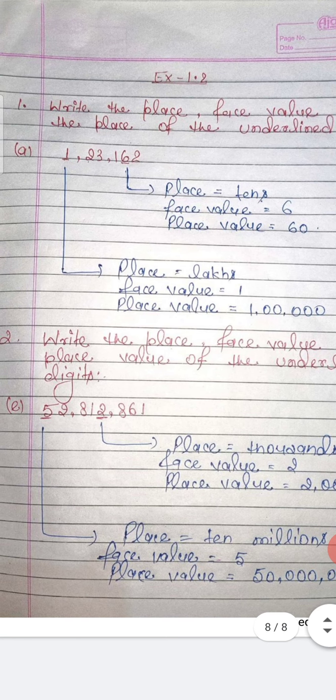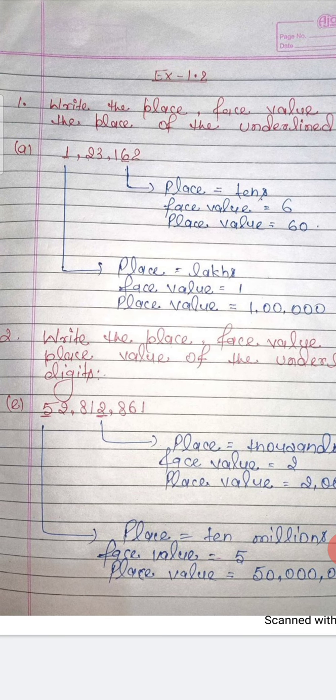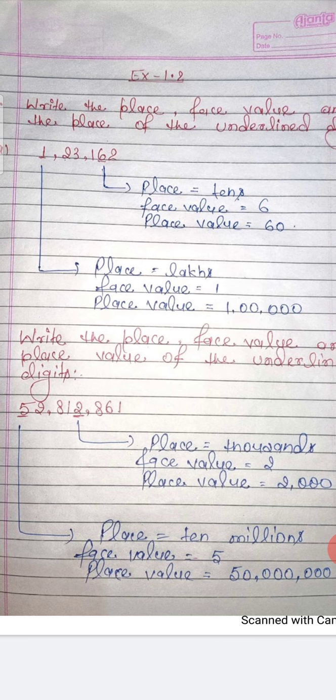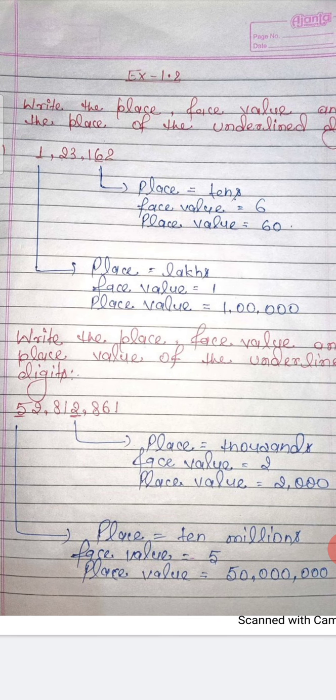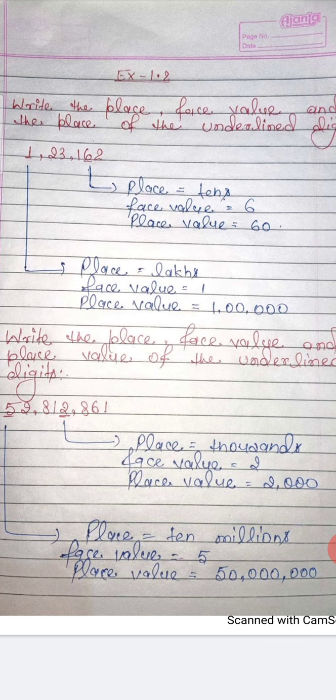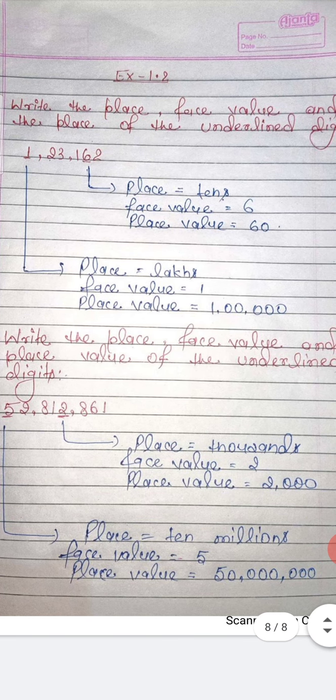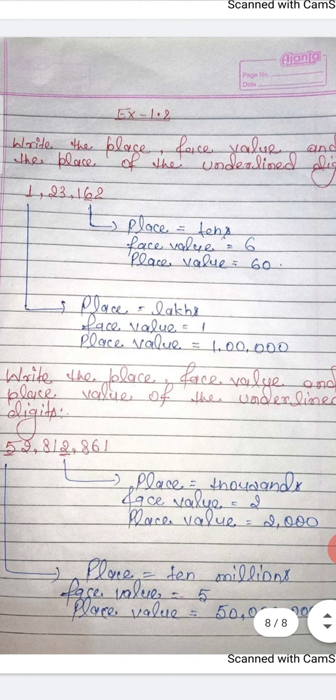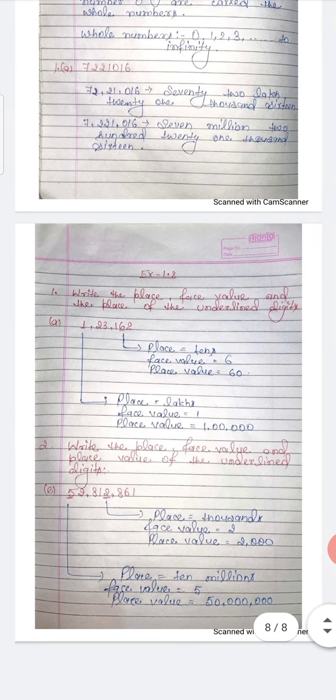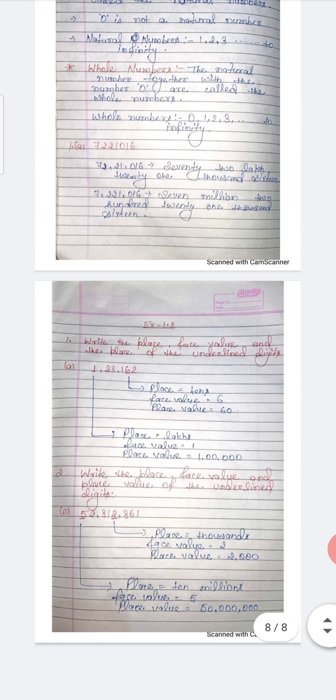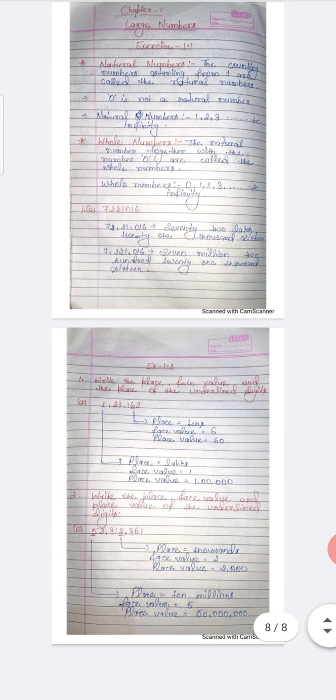Then see what is the place, face value and place value of 5. Then place of 5 is 10 millions. Face value of 5 is 5. Place value of 5 is 50 million, because we multiply place and face value. Now exercise 1.1 and exercise 1.2, both exercises have finished.